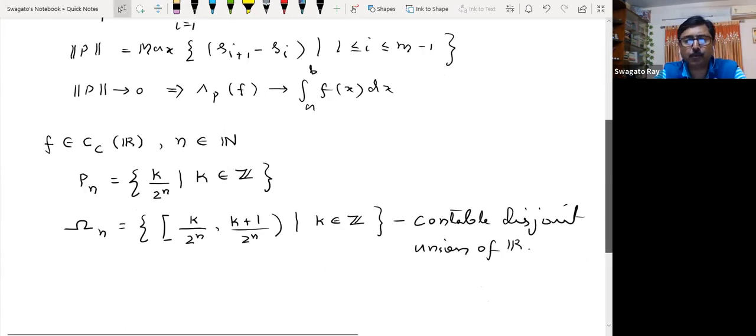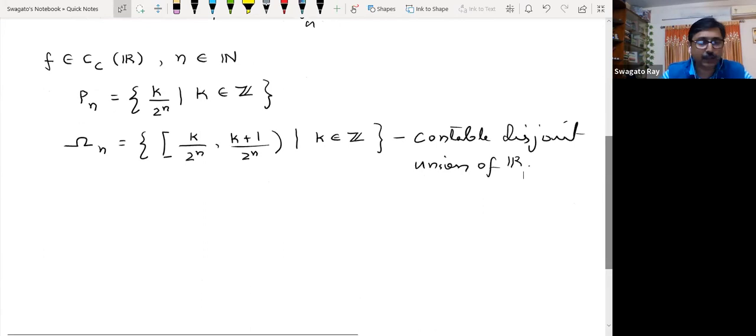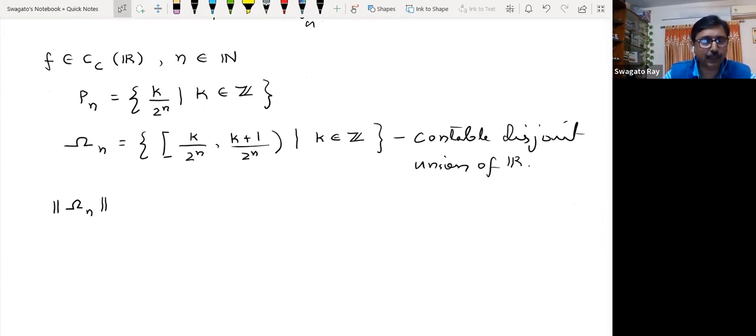Okay. So once these omega n's and Pn's are formed, just notice one thing, that the norm of omega n, because omega n gives you actually a partition of this real line, goes to 0 as n goes to infinity. This is simply because the length of each subinterval appearing in omega n is 1 by 2 to the power n. That is one thing to remember, though what I have written is technically incorrect because omega n is not really a partition. It is actually coming from Pn. So if I write Pn instead of omega n, perhaps that will be better.